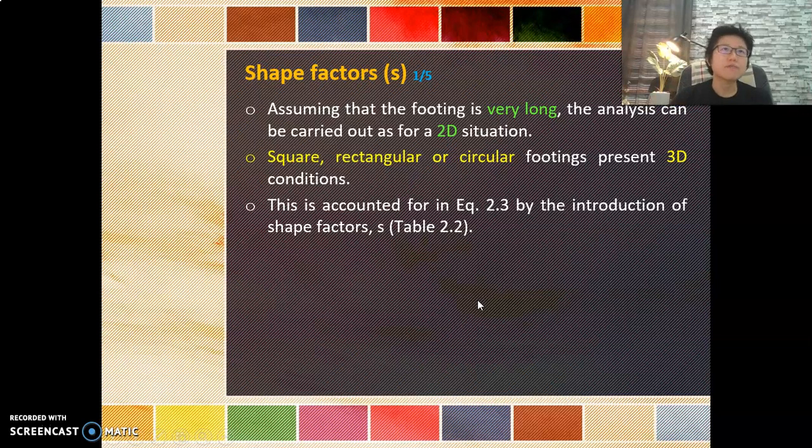Number one is the shape factor. If you recall, the model that Terzaghi presented to us was about the cross-section of a long footing. So what is a long footing? A long footing is essentially a strip footing, and in such a situation, we can analyze it in a two-dimensional situation. However, if your footing has limited dimensions such as square, rectangular, and circular, you need to analyze it in a three-dimensional condition. These factors can be found in Table 2.2 in the module.